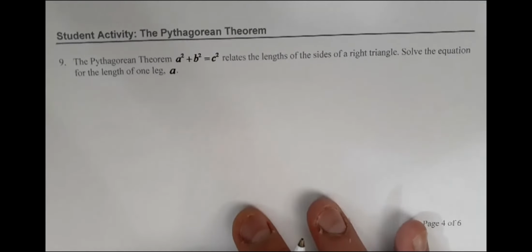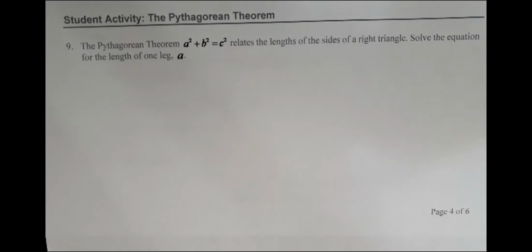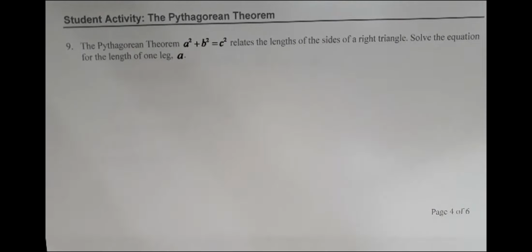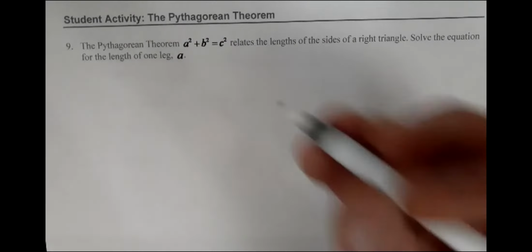Okay, so we should be able to solve for a single letter is what they're trying to do. The Pythagorean theorem looks like a squared plus b squared equals c squared. You're relating the lengths of the sides of the right triangle to the hypotenuse c. So a and b are the legs, c is the hypotenuse. Solve the equation for the length of one leg a. So we want to solve for a.